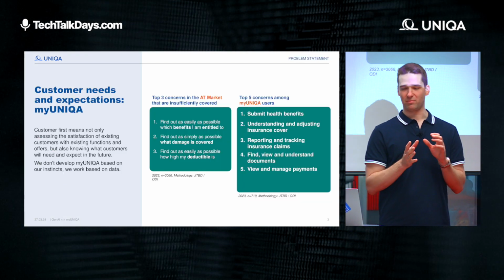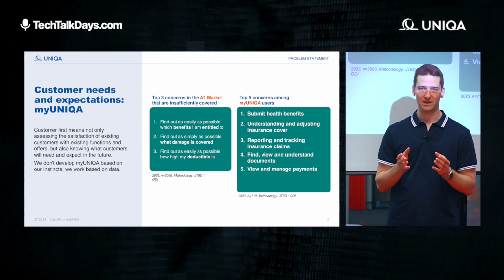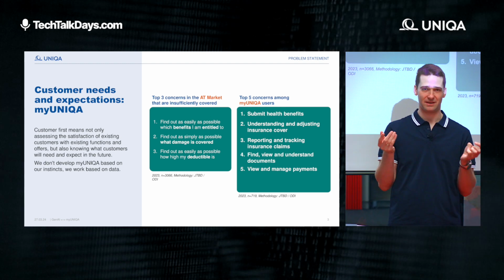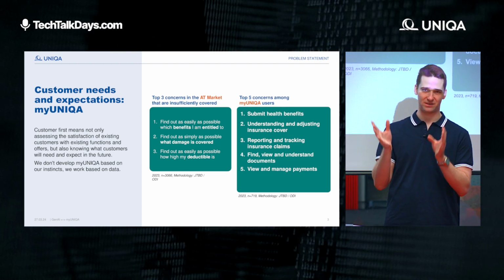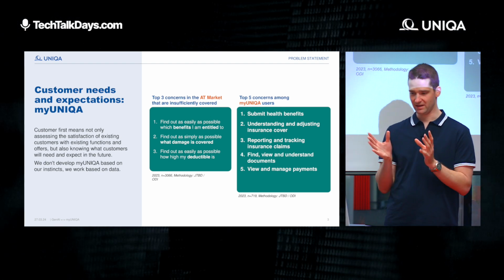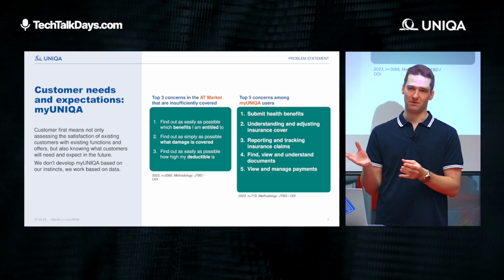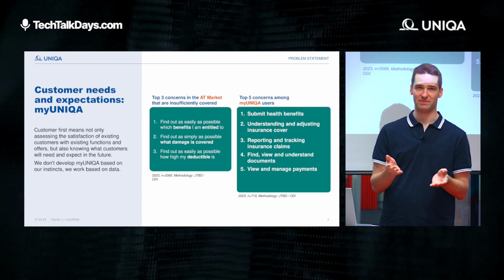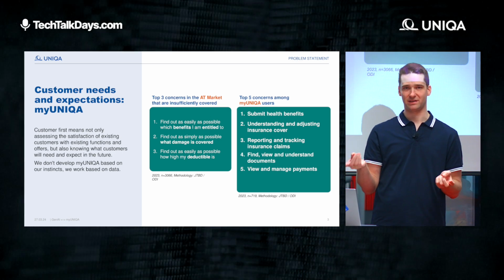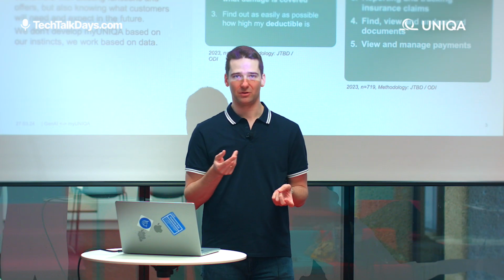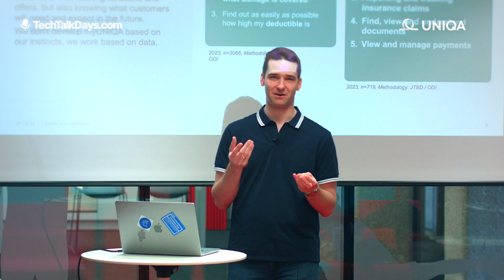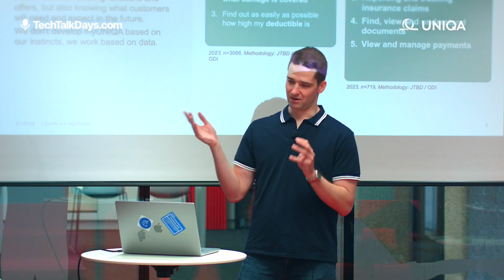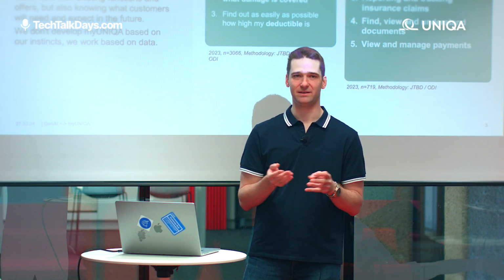So when we talk about the problem statement, we in UNIQA are putting the customer first. Customer first in our context does not only mean that we are assessing the satisfaction of customers with existing features in the existing offer, but we also want to explore what the customers really need and develop the myUNIQA application, especially in the future, into the direction that customers request. And we don't do this based on a gut feeling or instincts, but based on data. That's the reason why our research team has conducted surveys.